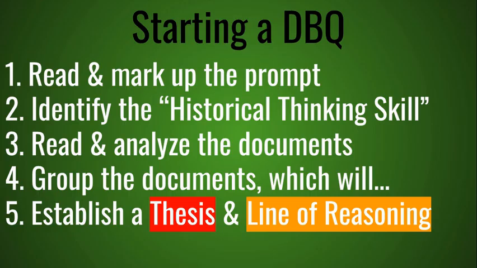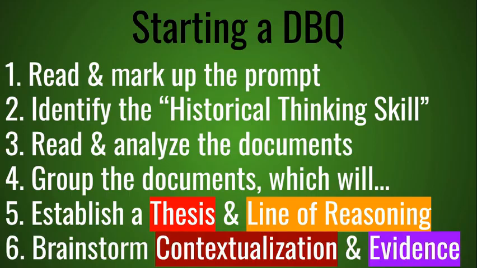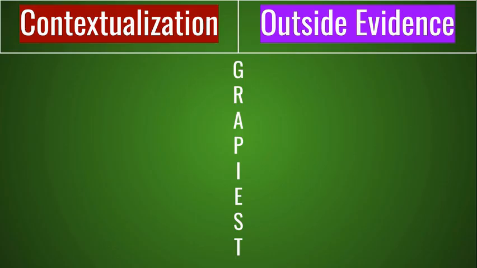So when we've done all this, if we've grouped the documents and then subgrouped them, whatever the majority group is became our thesis, our position on the prompt, and whatever our subgroups are, that's our line of reasoning. Two last things to do prior to starting on the writing. We're going to have to brainstorm a bit for contextualization and evidence beyond the documents. What the AP readers are trying to determine is whether you actually know anything about this subject, or is everything you know about the subject basically what they gave you in the documents.